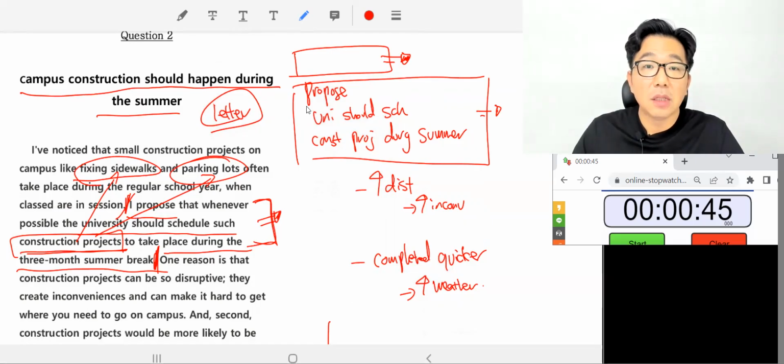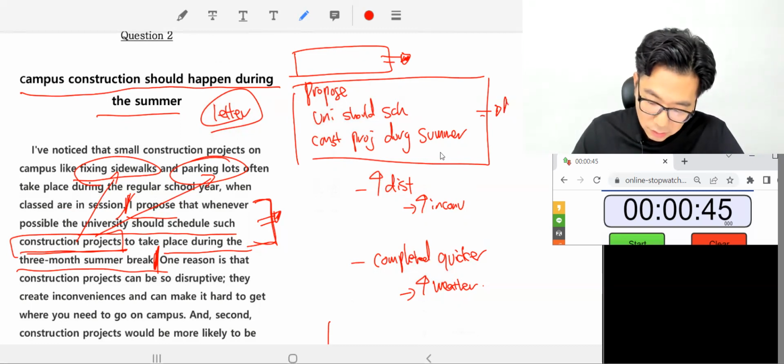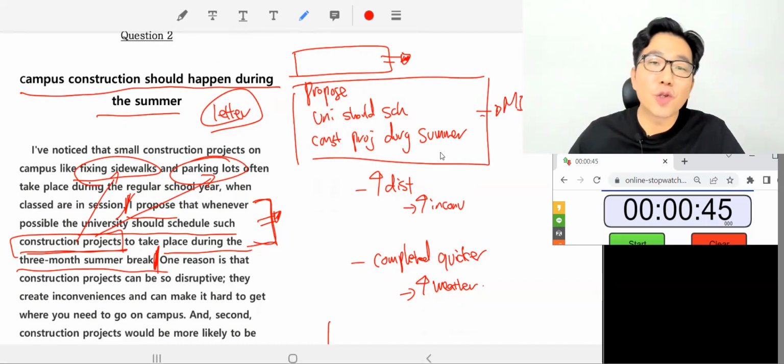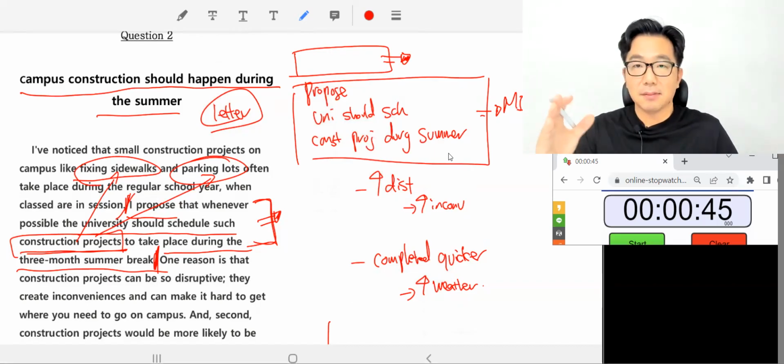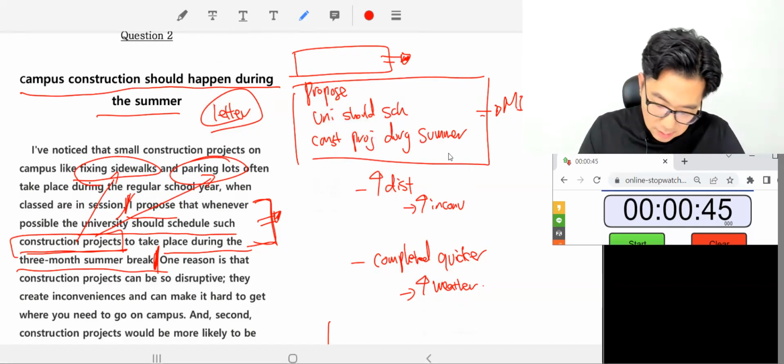Okay. So the person who wrote the letter proposed the university should schedule construction projects in the university during summer break, not during the regular school year. Okay, so that's the main idea. To make it real short, this person proposes the university should schedule construction projects during summer break. So that's nice and concise, right?